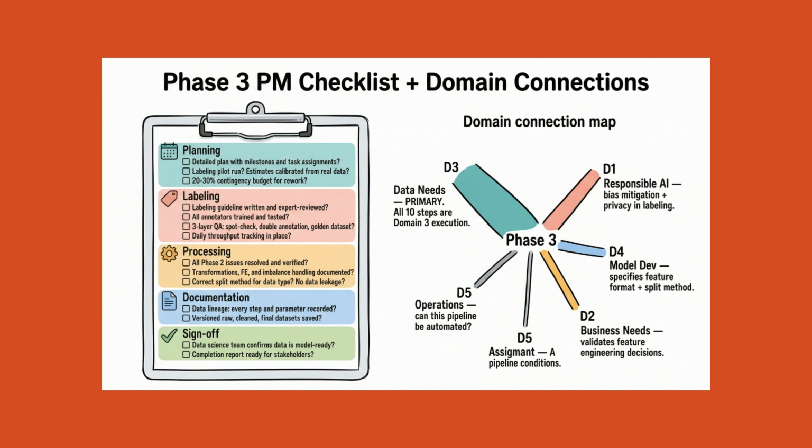Domain 2, Business Needs, validates that feature engineering decisions make business sense. A domain expert should confirm that the engineered features reflect real business phenomena. Domain 5, Operationalization, raises the forward-looking question: can this data pipeline be automated? Will the same transformations that were applied in Phase 3 be replicable when new data arrives in production?